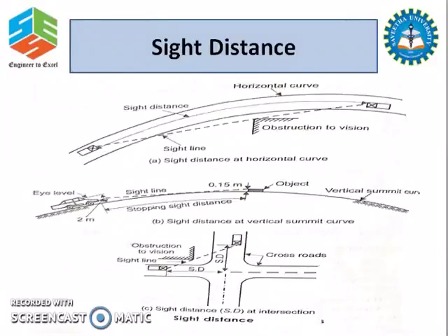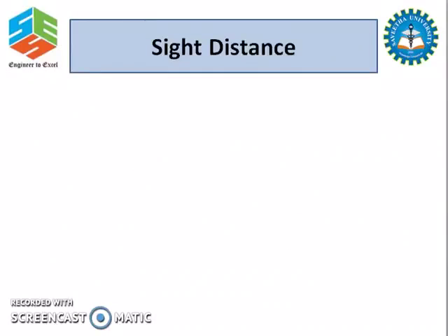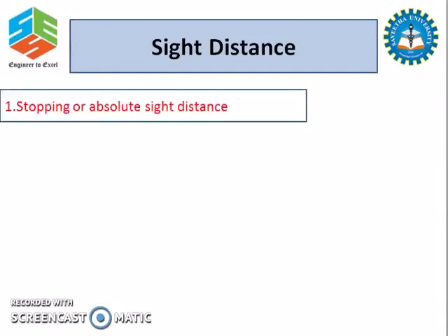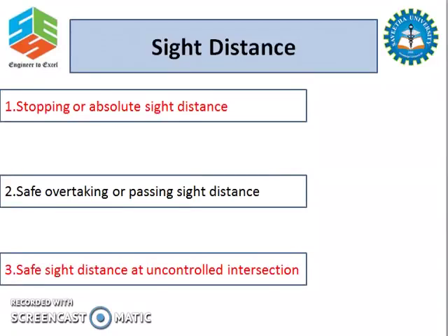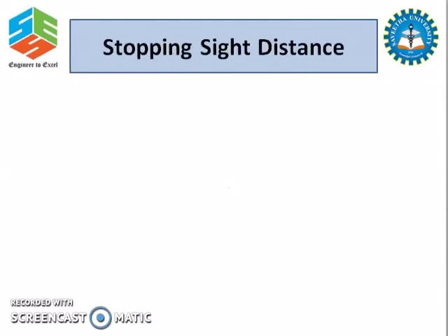Today's topic is sight distance, the actual distance available from a point along the road surface at which a driver, from a specified height above the road, has visibility of a moving or stationary object on the road. Sight distance is classified into three categories: stopping or absolute sight distance, safe overtaking or passing sight distance, and safe sight distance at uncontrolled intersections.